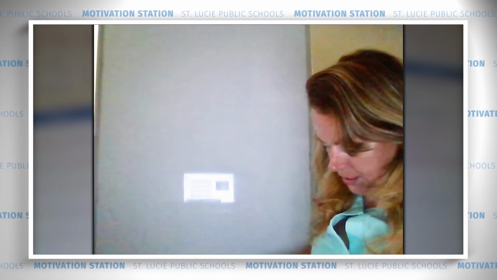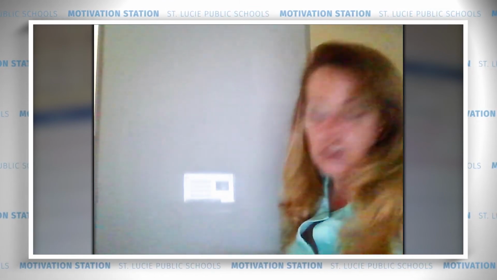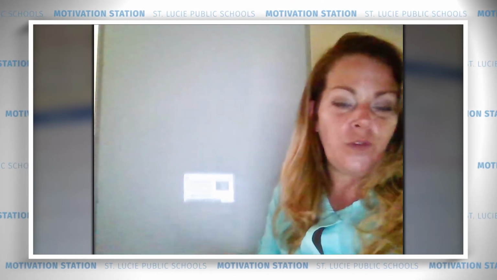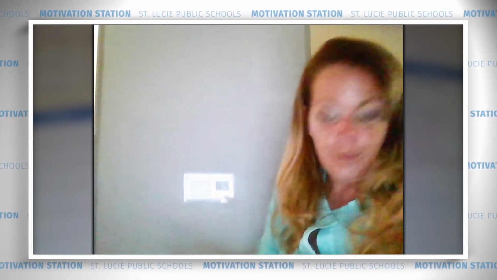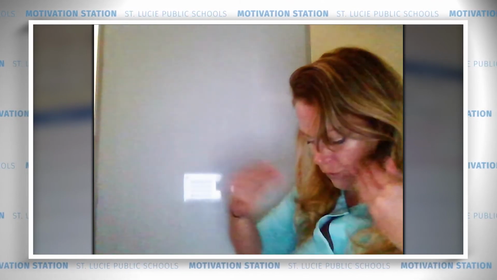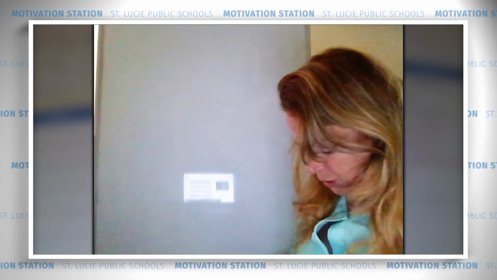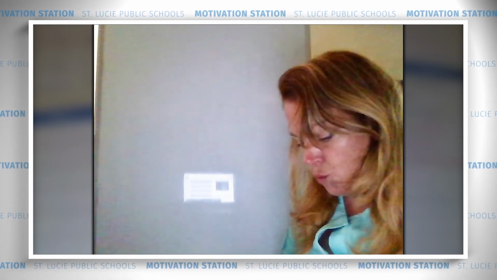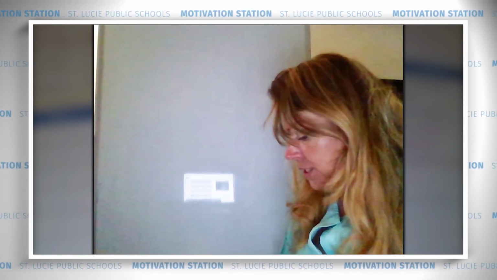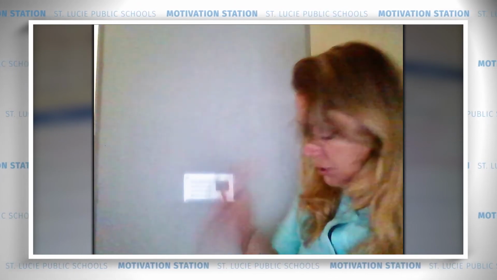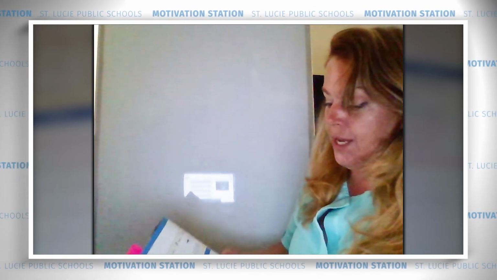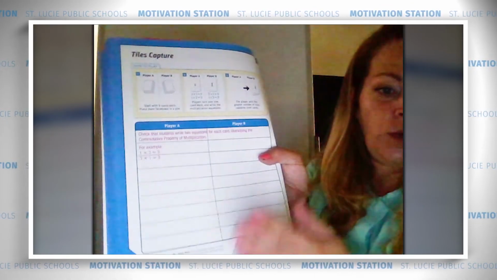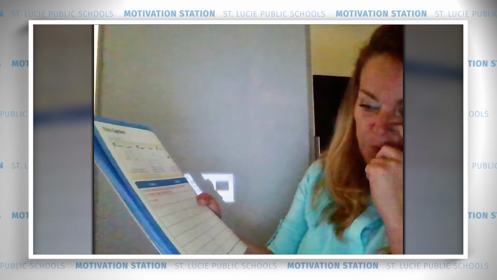So, they want you writing both equations, and if the products are the same, you turn over another card, just like you would if you've ever played War with cards. So if they're equal, then you keep flipping. And the player who has the most cards wins. Okay, so that's tiles capture, and you're going to record your equations on page 50.